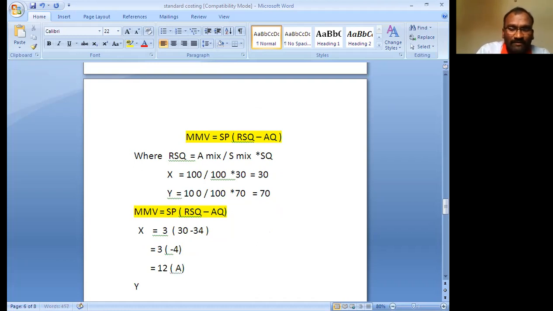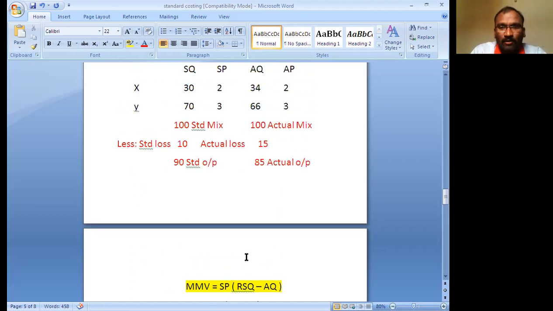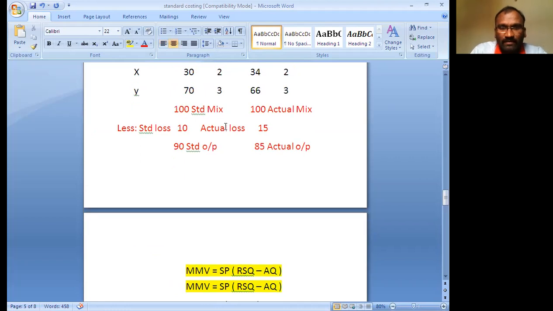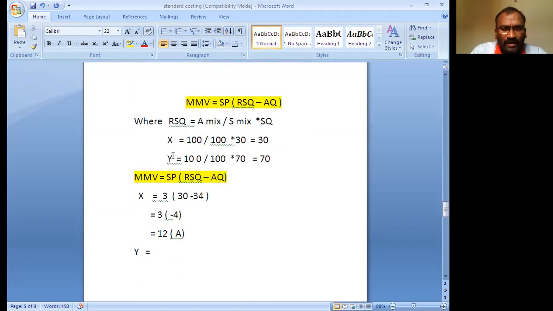Same like that, Y value also. In Y, standard price, how much amount? In Y, standard price is given in the problem as 3 rupees. So here at X, standard price is given as 2 rupees. You are changing that value. 2 rupees is given. Now you are getting the value 8 only, 8A.